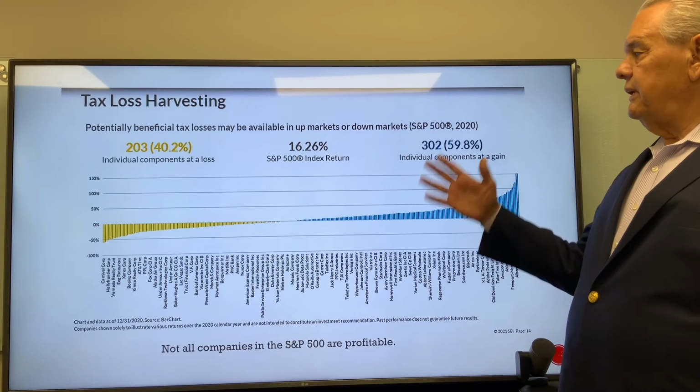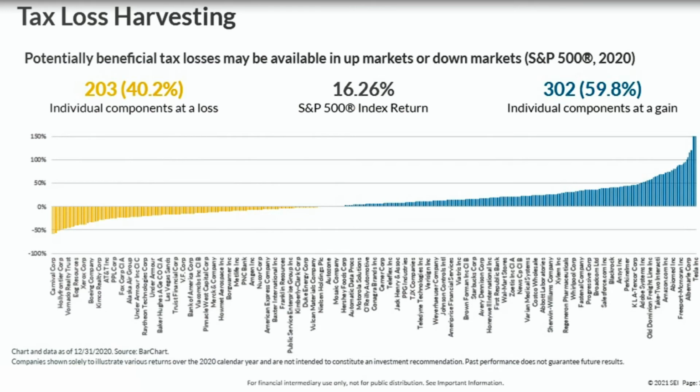So what could happen? Here's a hypothetical example. Again, I'm just using the S&P for 2020 as an example. This is for educational purposes only. I'm not suggesting this is a great investment or not a great investment. But you can see 302, roughly 60% of the stocks made a profit, 203, or 40%, of the stocks lost money. That still contributed to that return.